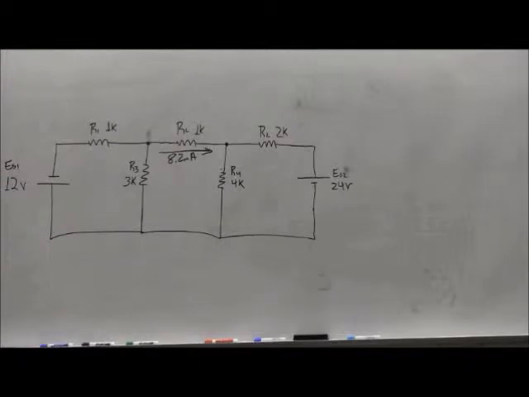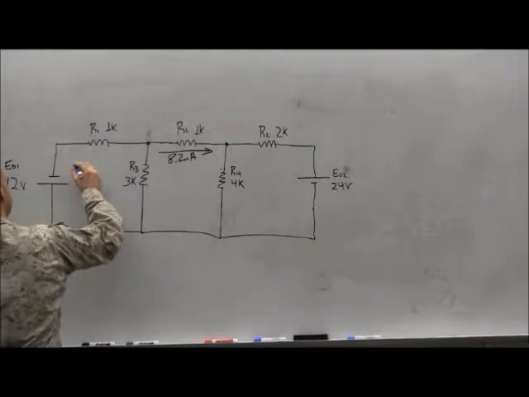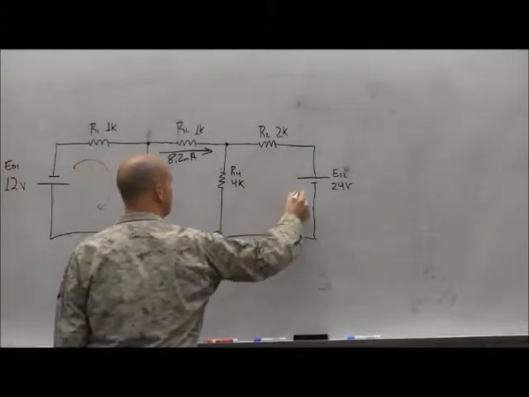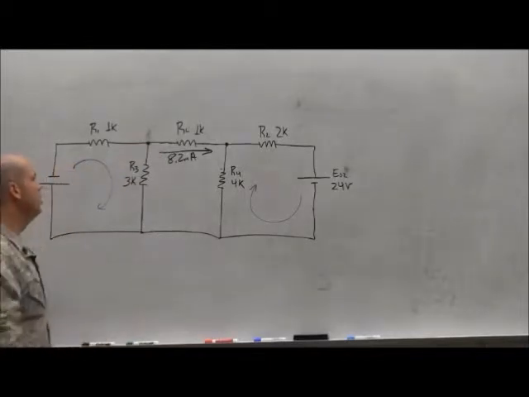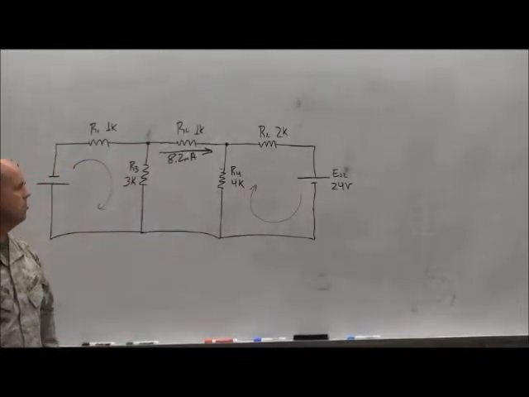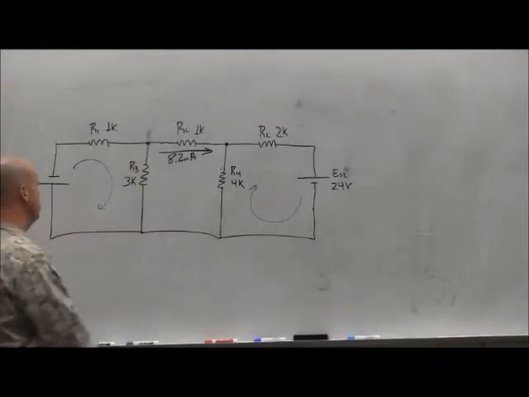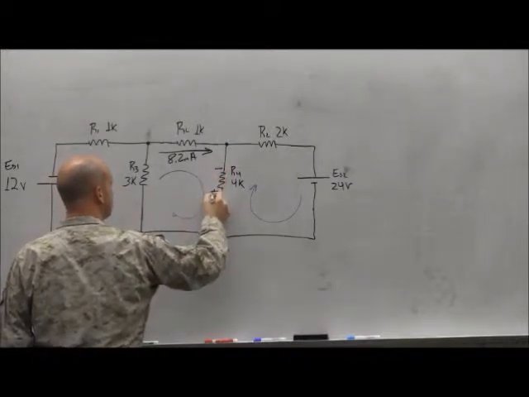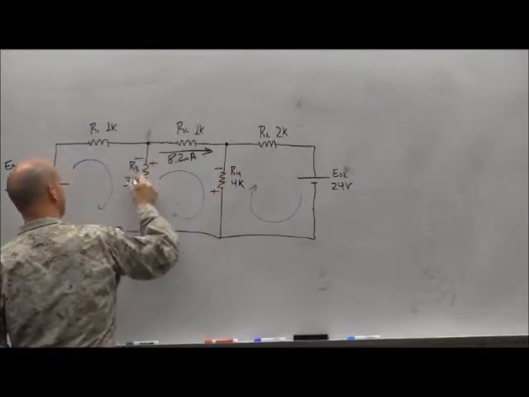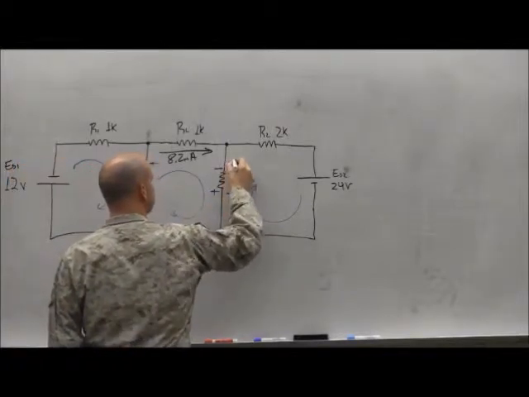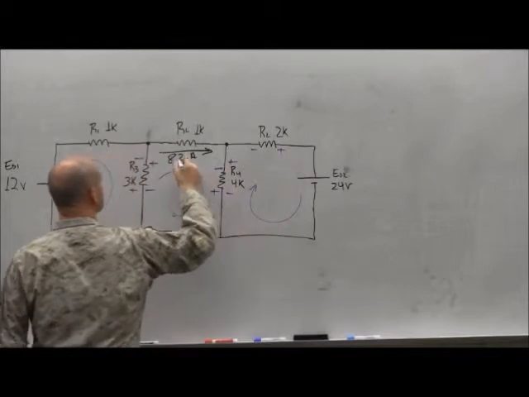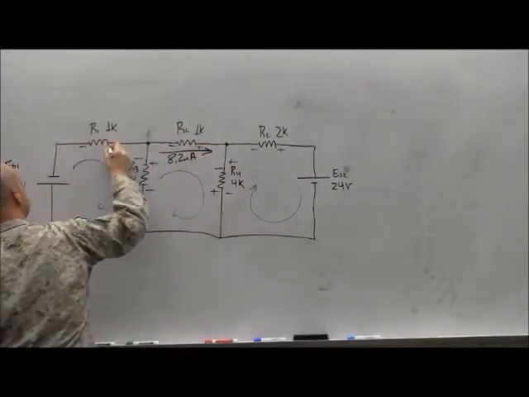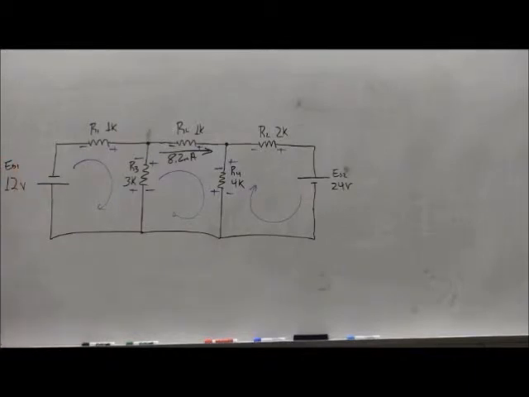What would my mesh equations for this be? Let's look at it here. I'm going to assume that the middle loop is going in the same direction as the first loop. Okay, so my first equation dealing with the first loop, I'm going to have what?